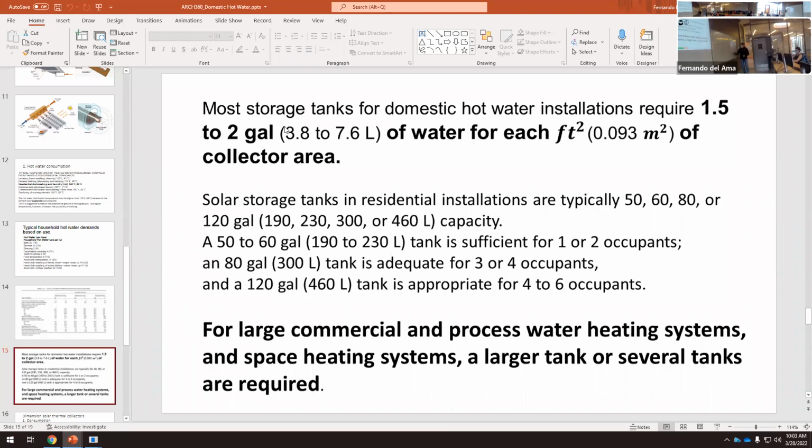What's the size of the tank? It's 60 square feet times 2, 150 gallons. Okay, so that's a rule of thumb. It can be 1.5 to 2. Let's remember 2. So first we need to calculate the area of our collectors, and then we have to multiply this by 2, and this is the volume of the tank.